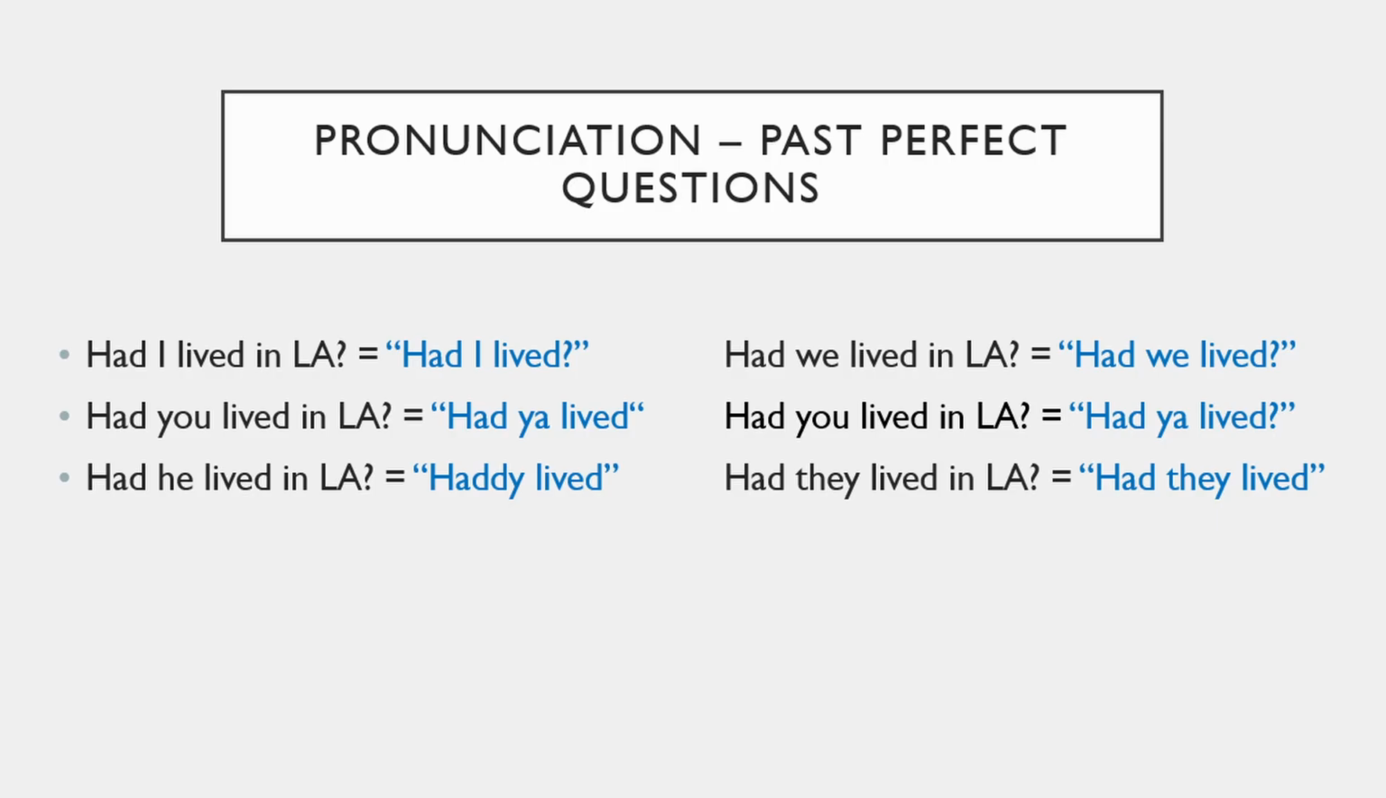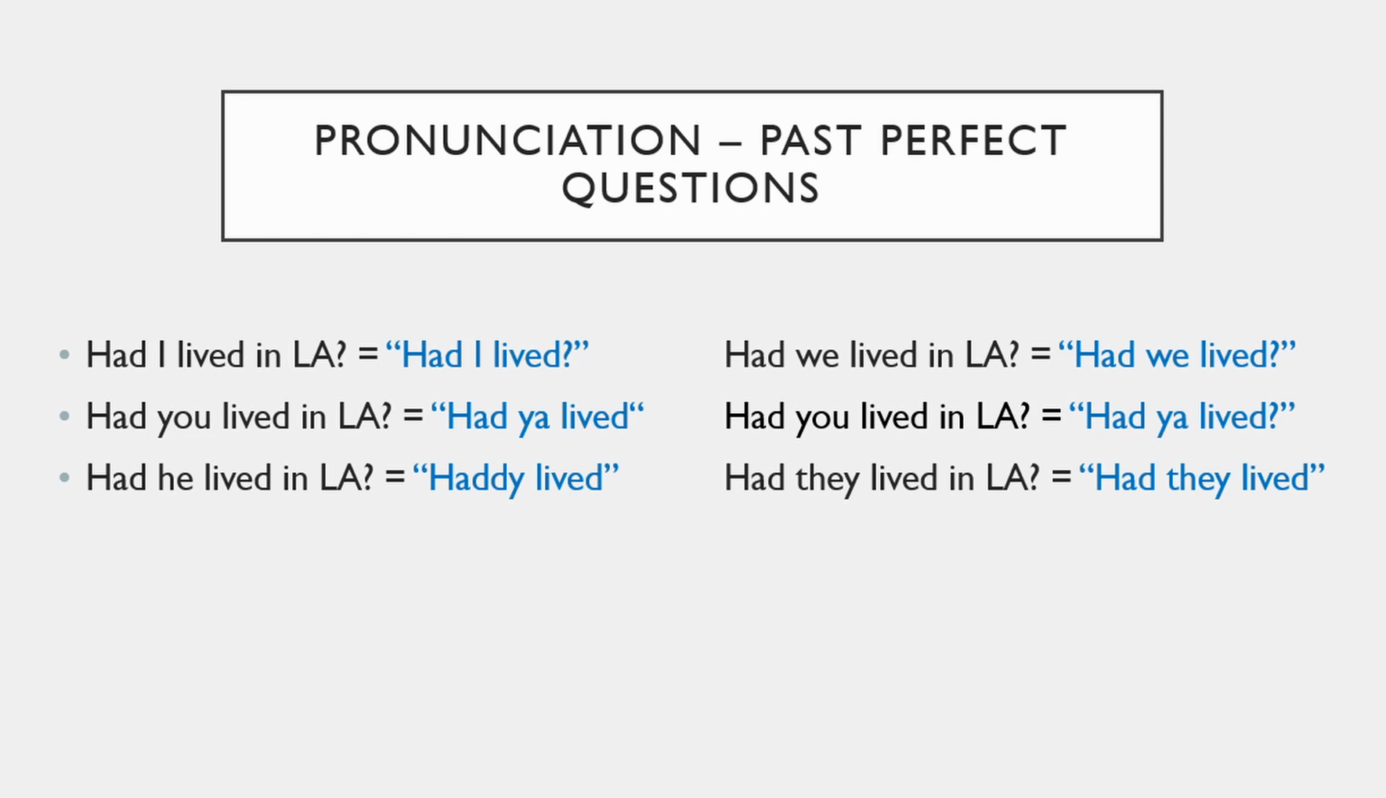How about the questions for past perfect? Let's look at the questions. Had I lived in Los Angeles? Hear that sound? Had I? It's had I lived. Second person, had you lived? Had you lived in LA before you got a job as an actor? How long had you lived there? Had you? All right, that's second person singular question form, past perfect. Had you lived?